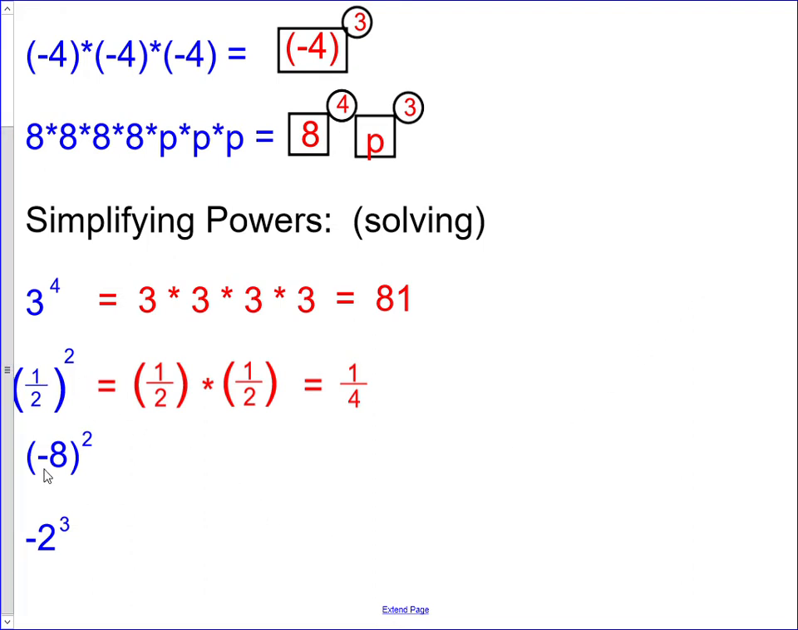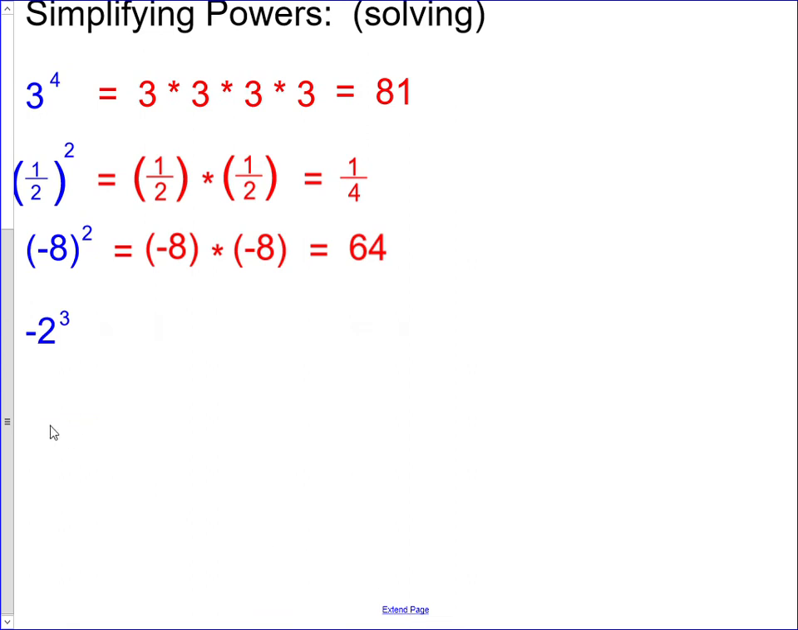Next is negative 8 raised to the second power. And notice that negative 8 is in parentheses, and that's significant. So when we write it in expanded form, we're going to have negative 8 times negative 8. Well, remember your integer rules. A negative times a negative is a positive. 8 times 8 is 64, so we have a positive 64.